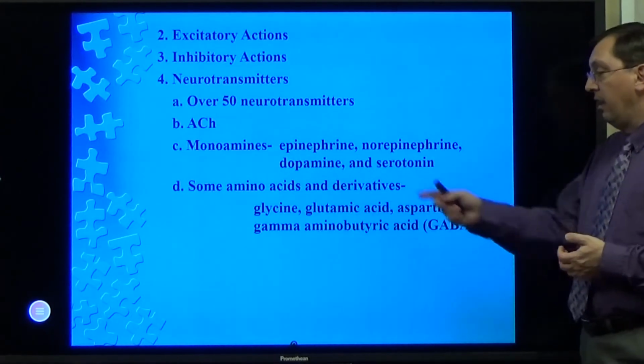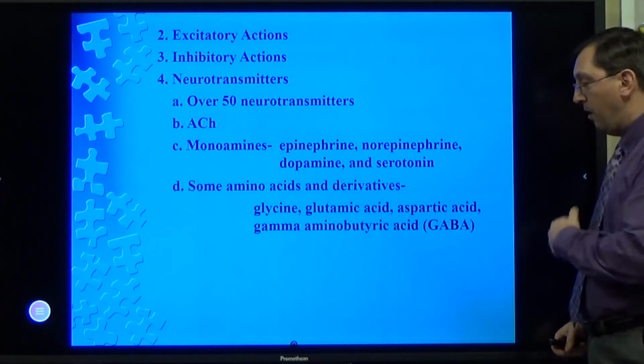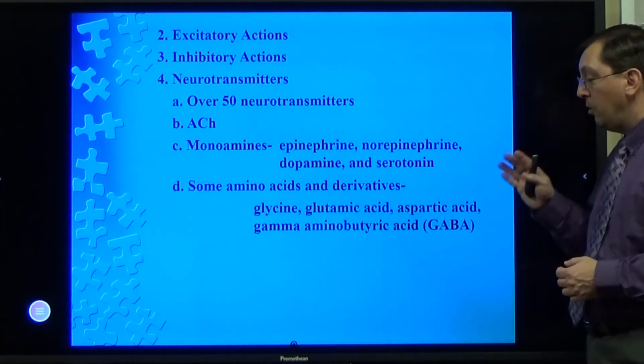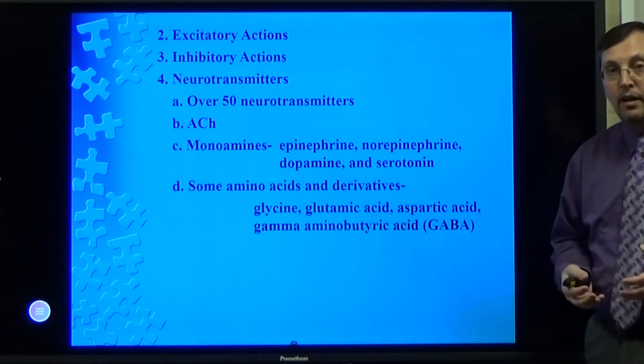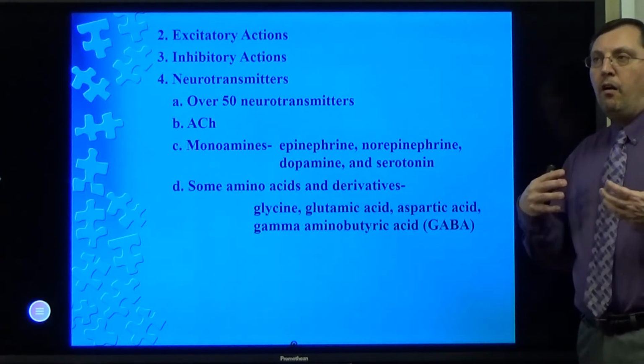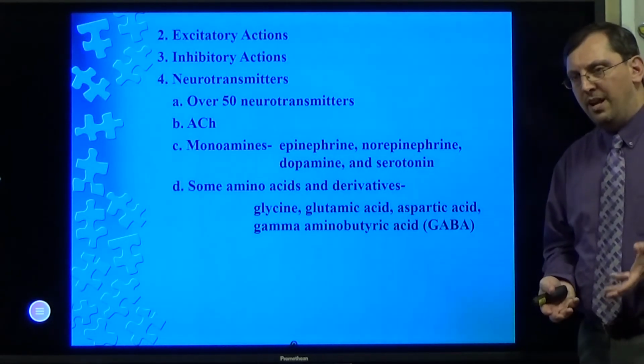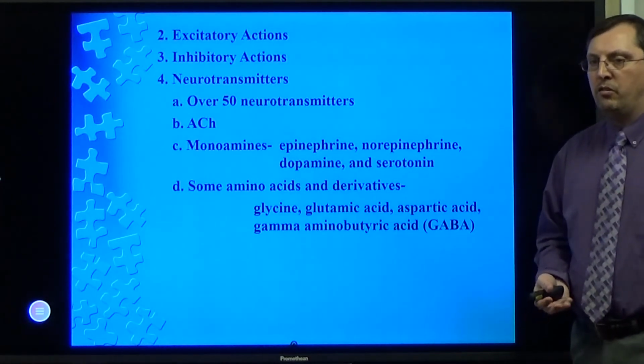So things like glycine, glutamic acid, aspartic acid, and gamma-aminobutyric acid, otherwise known as GABA. Those particular ones are used to make proteins in most of the body, except in the nervous system, where they can also be used as a neurotransmitter.